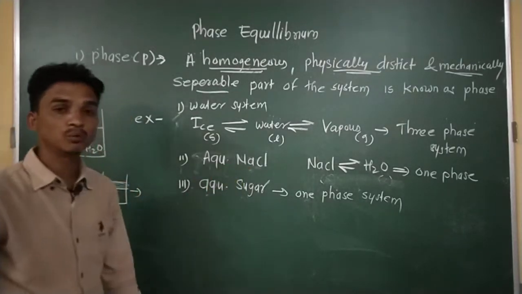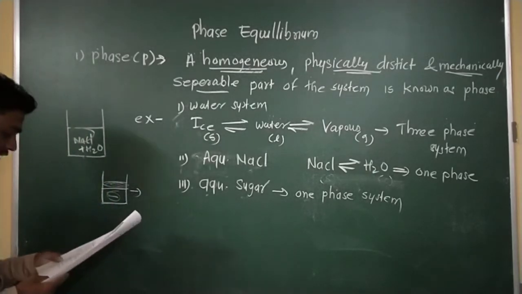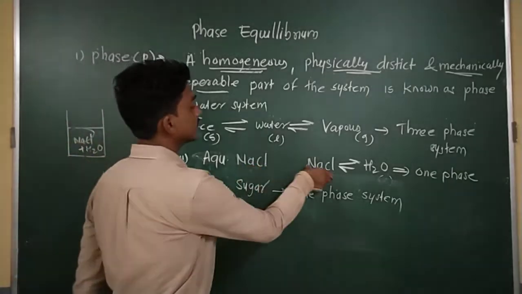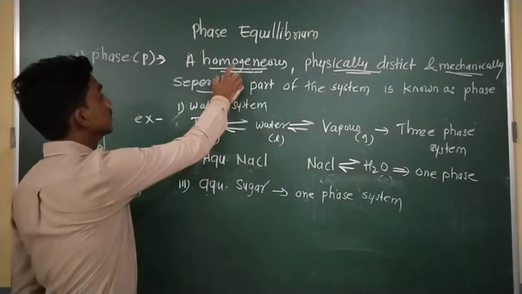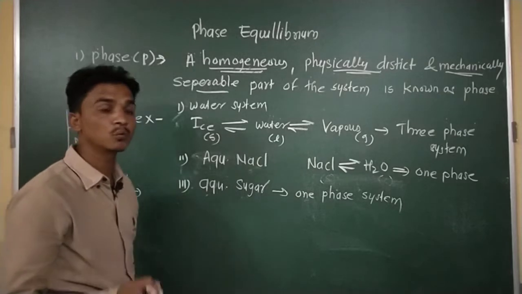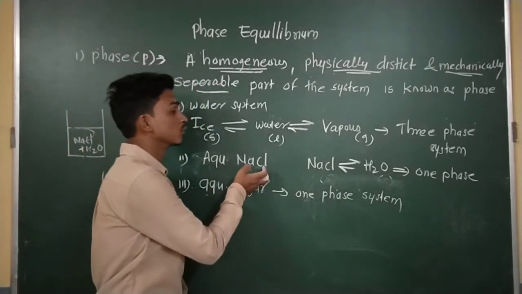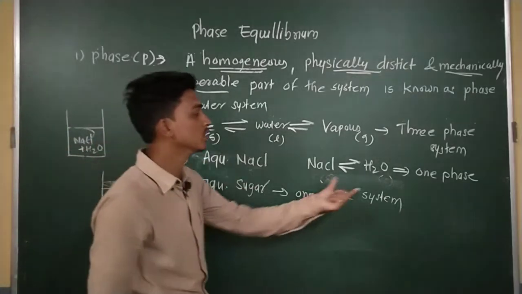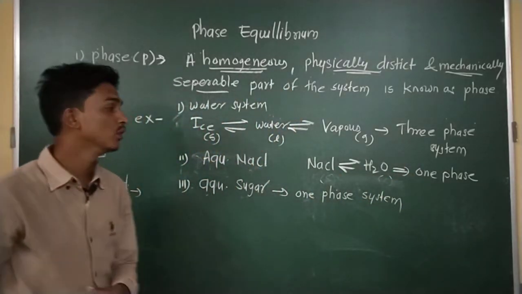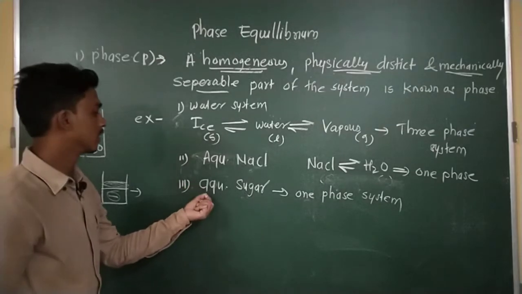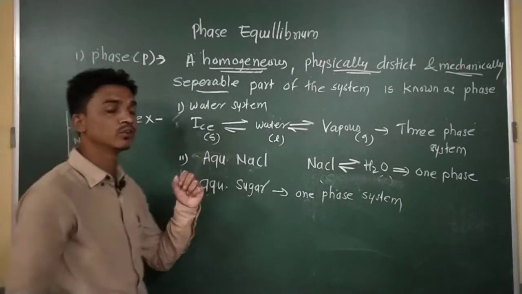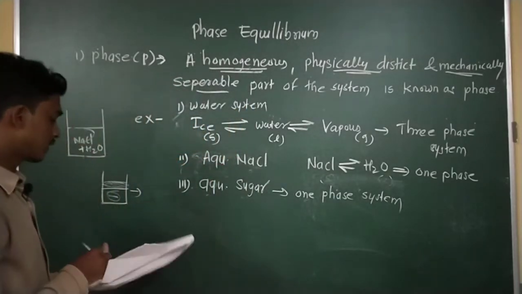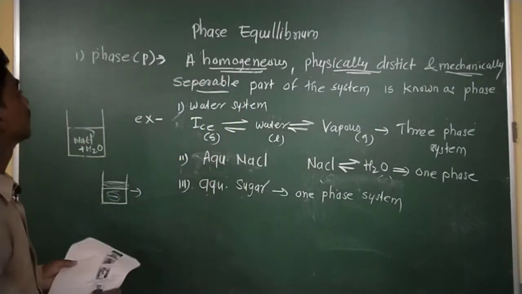If aqueous NaCl is given to you, then we can say this is a one phase system, because this forms a homogeneous solution. Sodium chloride is soluble in water molecules, so it forms a homogeneous solution. Homogeneous solutions always have a single phase, like aqueous NaCl. This aqueous sugar is also a one phase system.